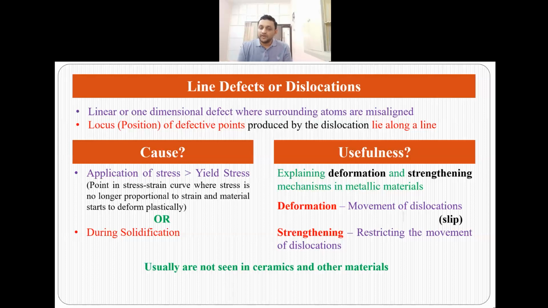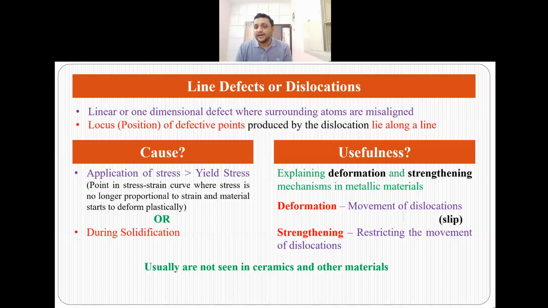Now, what causes line defects or dislocations in a material? Dislocations can be formed because of two reasons. First is if we apply stress more than yield stress, which is the point in the stress strain curve where stress is no longer proportional to strain and the material will start to deform plastically. Or the other reason for formation of dislocation is that it may occur during solidification.